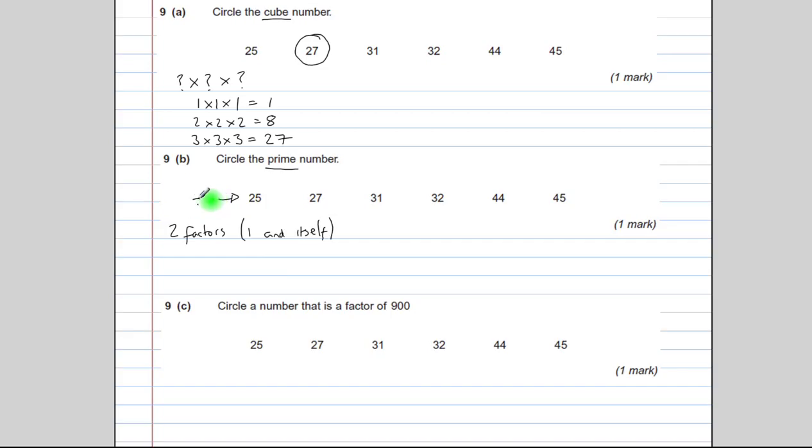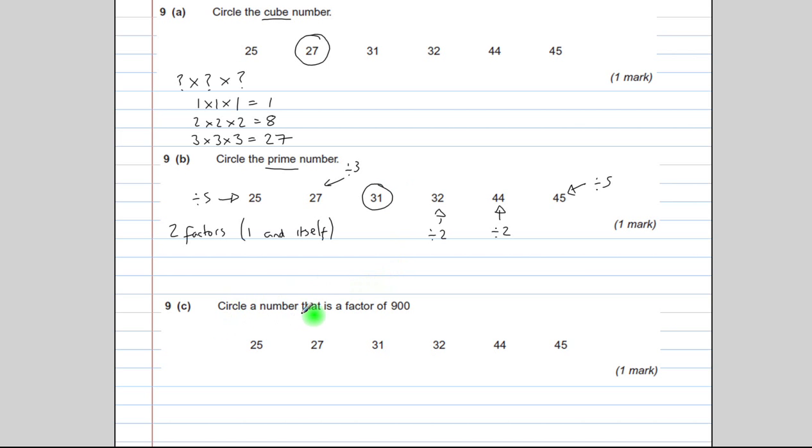25, you can divide that by 5, so that's not the one we're looking for. 27, as you've seen here, we can divide that one by 3. 32, I can divide that by 2. In fact, any even number, so 44 as well, I can divide that by 2. 45, I can divide by 5. And that only leaves 31. And there's nothing that can go into 31 apart from 1 and 31. So that's the one that we're looking for.